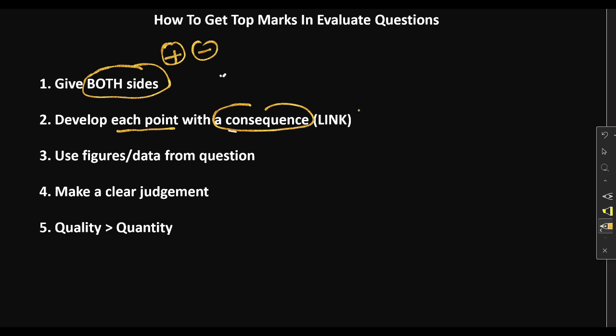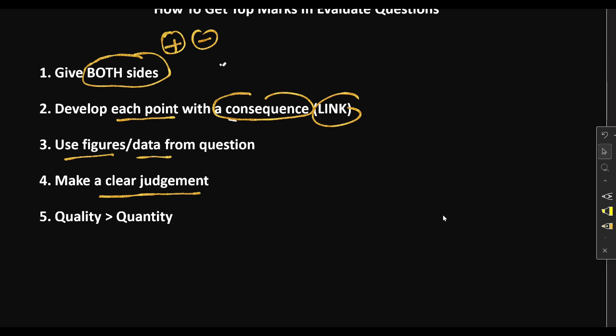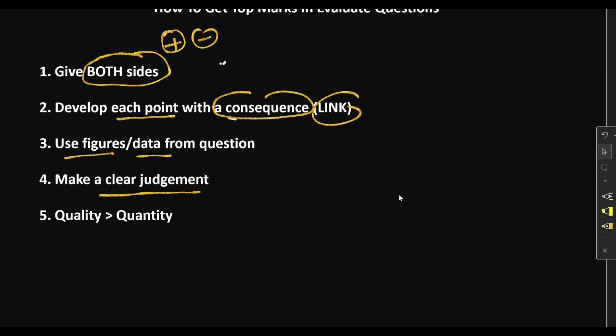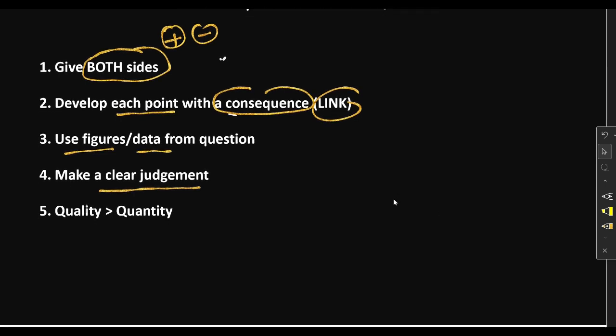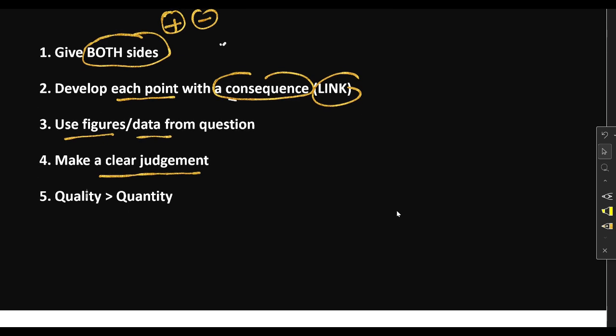You should also have each point written down with a consequence. Now what does that mean? Meaning a link. I will give you an example exam question in a minute and you will understand what a link means. You must use figures and data from the question and a clear judgment must be written down. You can repeat the information here. Some people ask, oh miss, should I repeat what I've said in the advantages and disadvantages? Yeah, you can, with logical thinking.